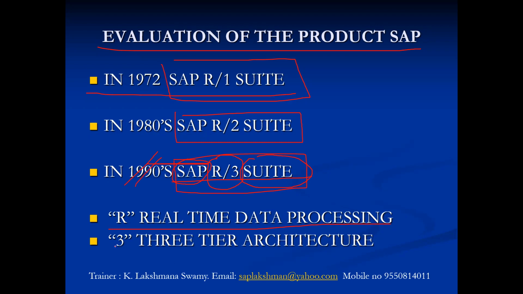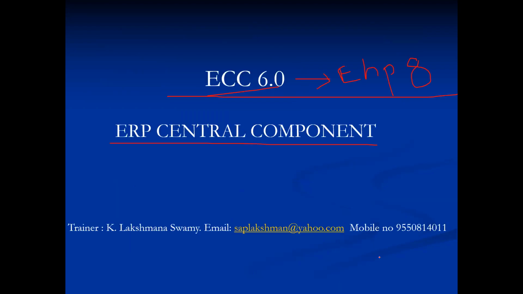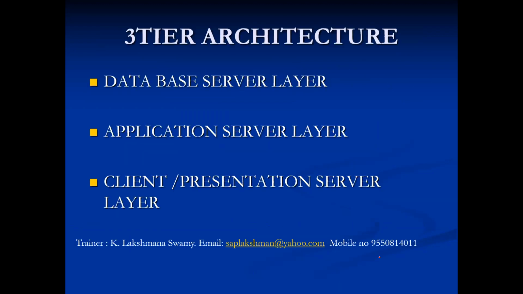Now, coming to 3. 3 stands for 3-tier architecture. It refers to the levels of hardware setup you require to work with SAP software. Here, not only SAP, every ERP uses the client-to-server technology. Client-to-server technology means what? There will be some servers, there will be some clients. Servers and clients, both are hardware computer systems only.